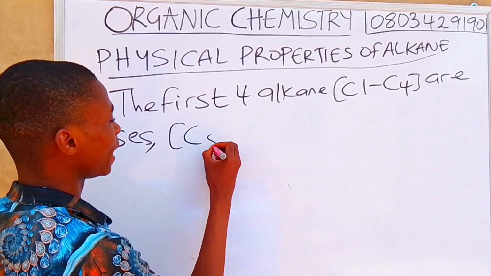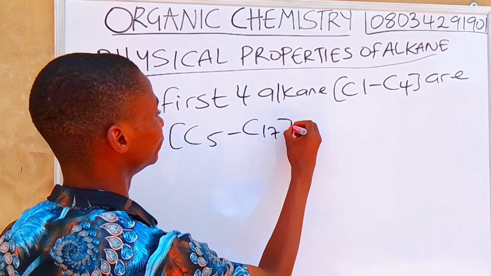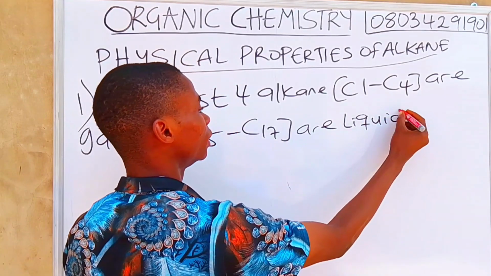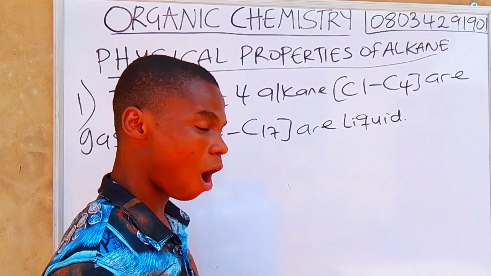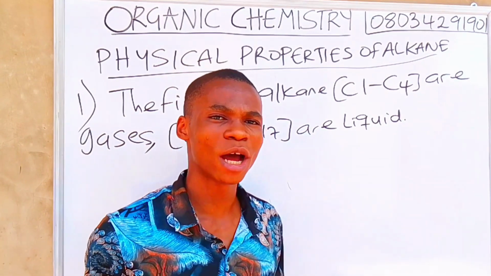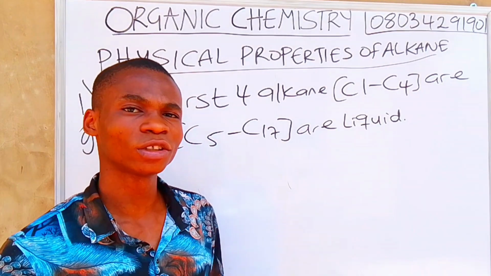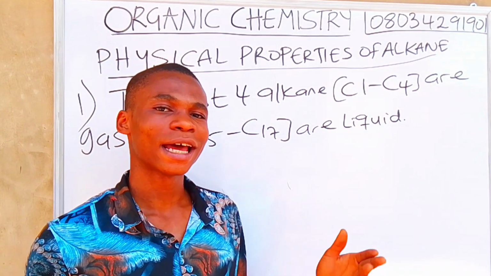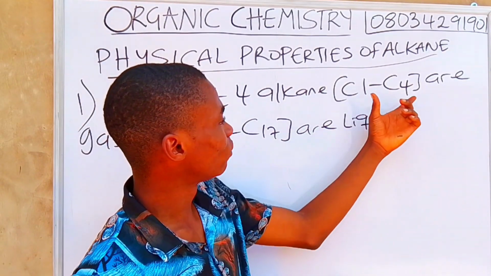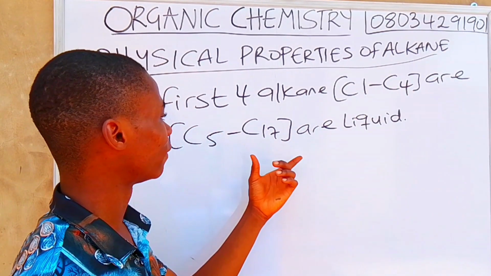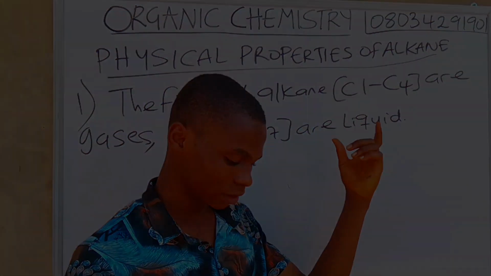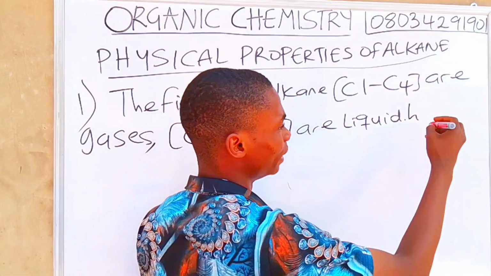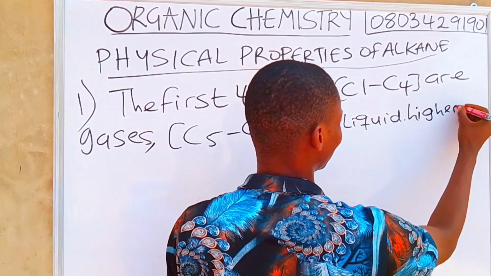From C5 to C17 are liquid. You know, almost everyone is familiar with C1 to C10, but it does not stop there. It reaches C20 like that, but from C1 to C4 they are gases. From C5 to C17 are liquid. The higher ones are solid. So from C18 upward, the higher ones are solid.